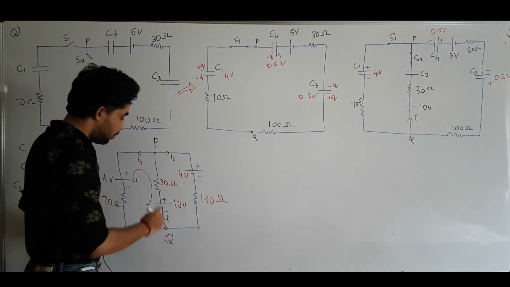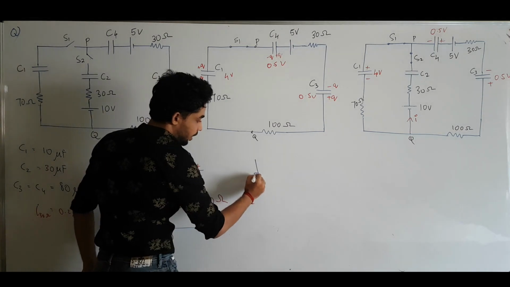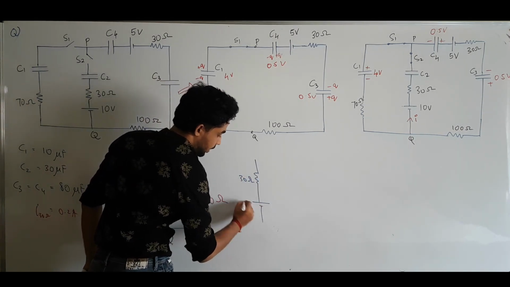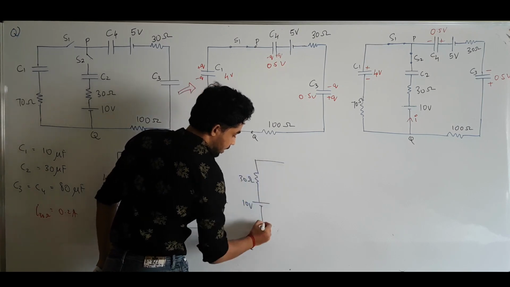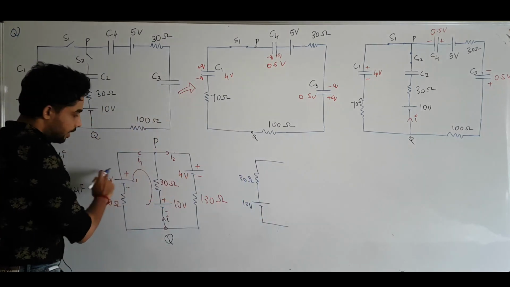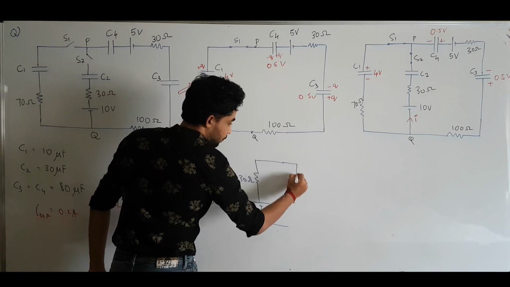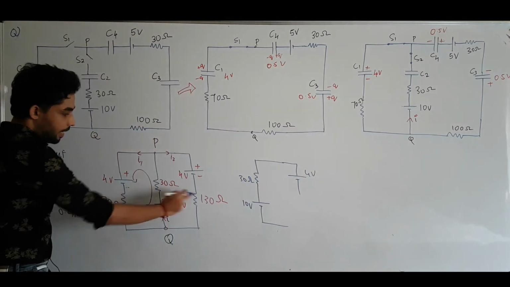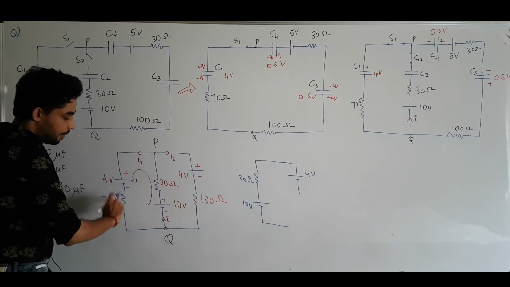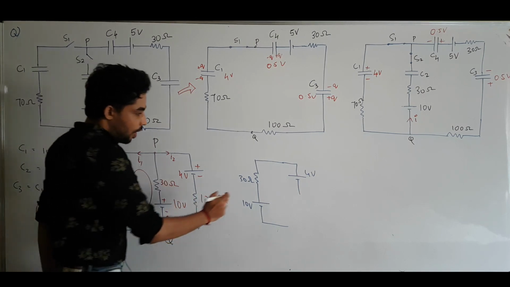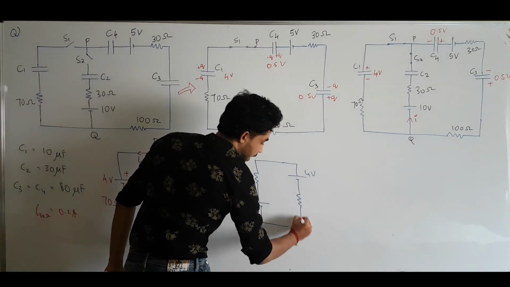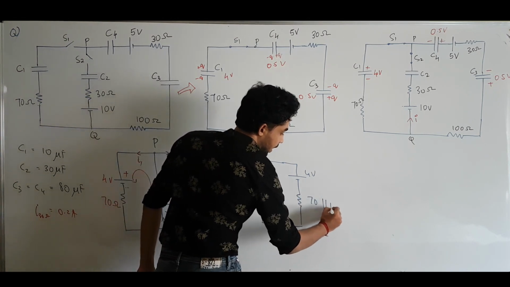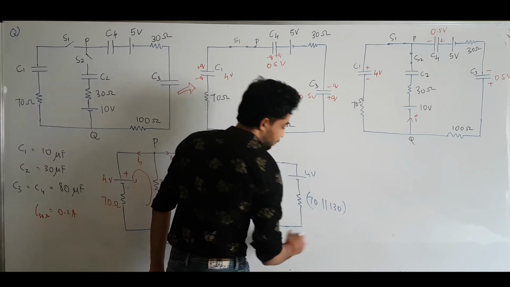So I'm drawing this one, that is 30 ohm and a 10 volt connected like this, and what I can do is, here this is 4 volt, and this 70 and 130 I can combine them, they are connected in parallel, so I can draw a single resistor which has a resistance of 70 parallel to 130 ohm.